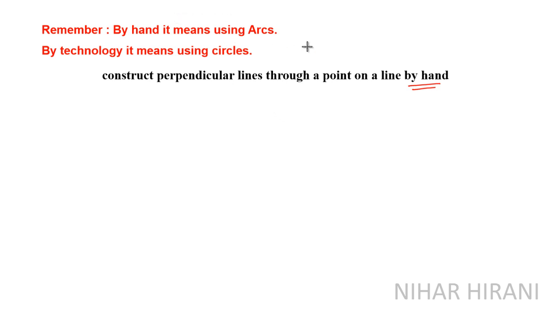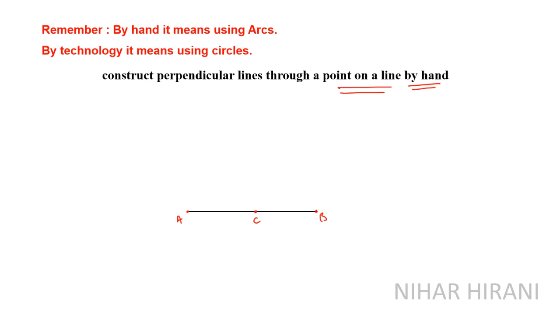So here it says we have been given a line. So this is my line. Let me name it AB. Now this is a point on a line. So let's take a point on a line. Let me take C over here. And now I need to make a perpendicular from this point.